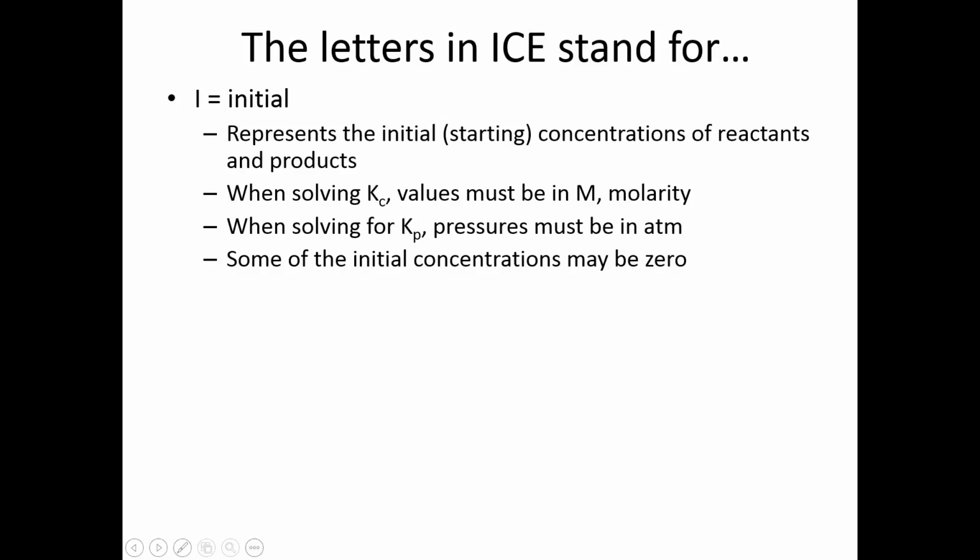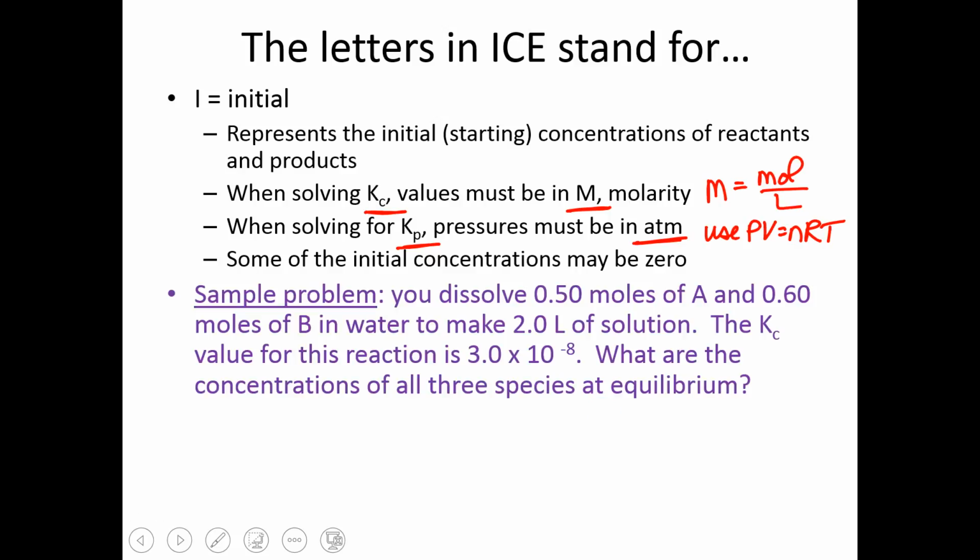A quick review: the letters in ICE stand for I, which represents initial, the starting concentrations of reactants and products. A really key thing here is if the problem gives you a Kc value, all the values in your ice chart must be in molarity. And if a problem gives you a Kp value, all of the values in your ice chart must be in atmospheres. You have to watch out for this, because sometimes they might give you moles or volume, and you might need to use PV equals nRT to convert the values into atmospheres, or use that molarity is moles per liter. Or they might just give you things in molarity or atmospheres. So just pay attention to the units that you're being given.